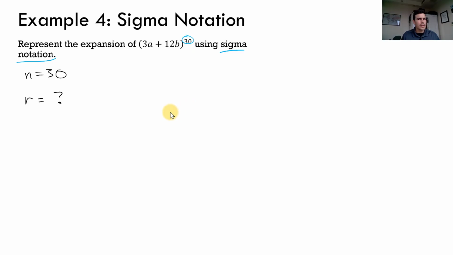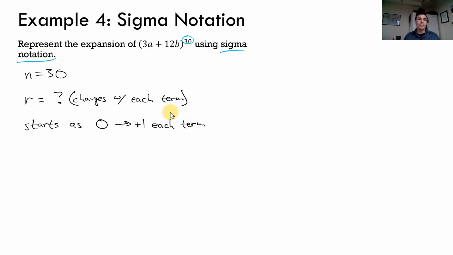Now let's think about what r is. Well, I don't really know what r is because r changes with each term, right? r starts at 0 for the first term, and then for the second term it goes up to 1, and the third term it goes up to 2, and so on, right? So we add 1 for each term for r, and then we stop when r is equal to n. So when r equals n, we're done. So with that information, we can tell that r is going to be our iteration counter, which is usually our dummy variable, right? That's what we've been calling it.